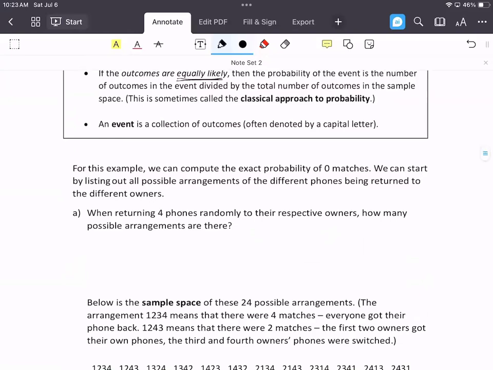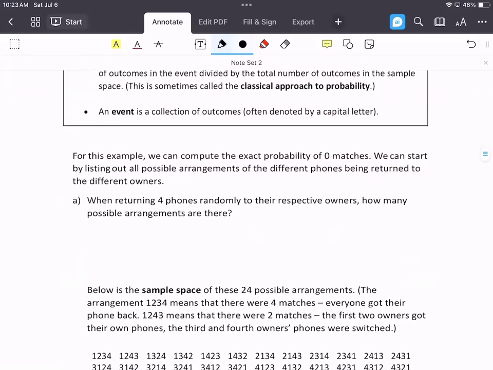For this example, we can compute the exact probability of 0 matches. We start by listing out all possible arrangements of the 4 different phones being returned to the 4 different owners. Well, let's think about it first. When returning 4 phones randomly to their respective owners, how many possible arrangements are there? And you're like, well, I can see it right here. It's 24. But before we even write it out, we can actually calculate that number so that we can check to make sure that our sample space is complete.